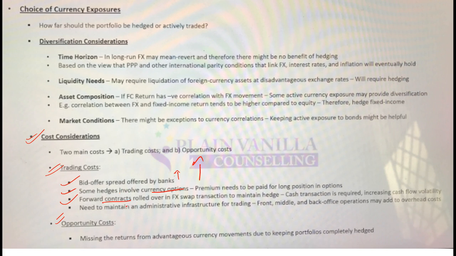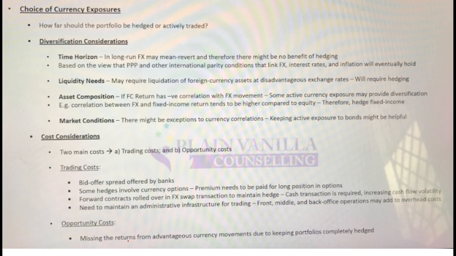But still, when forward contract expires, you will have to roll over it. Like in swap, you have a series of forward contracts that are rolled over periodically. So when you roll it over, there will be a cash transaction, and that cash transaction or the value of forward contract at that point of time can lead to cost. Need to maintain an administrative infrastructure for trading, that is another trading cost. That is, you need to have administrative structure, you need to have front office, middle office, back office operations, and this will add to your overhead cost.